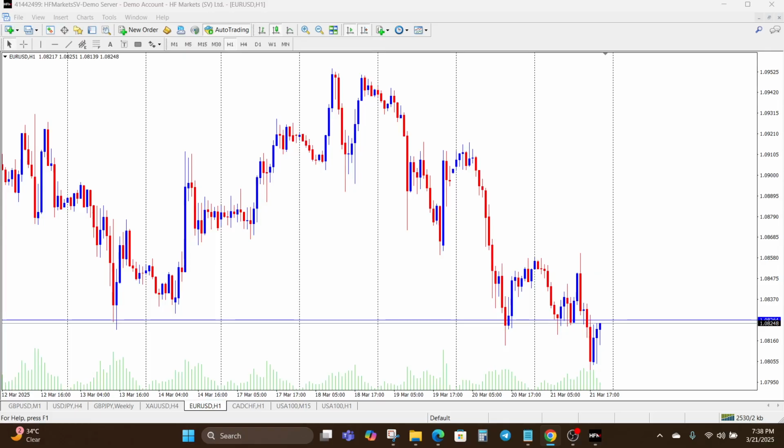If you want to identify key support and resistance levels, understand fair value and execute smarter trades, then this tool is exactly what you need.